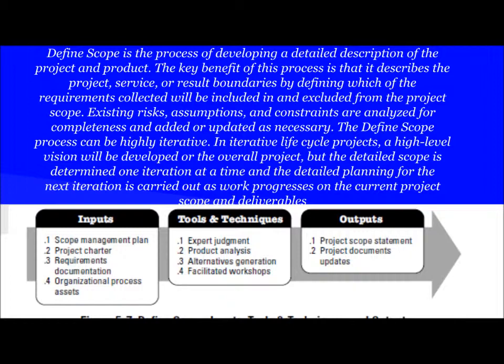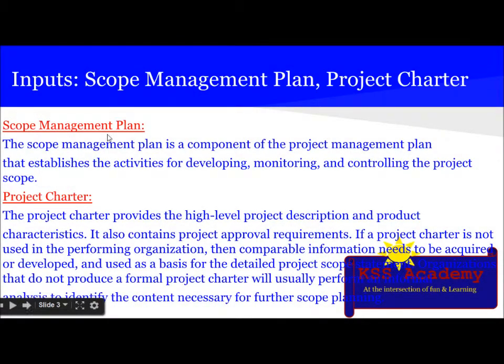So the Define Scope process has these inputs: scope management plan, project charter, requirements documentation, and organizational process assets. The tools and techniques used are expert judgment, product analysis, alternative generation, and facilitated workshops. And the output is, obviously, the project scope statement and project document updates. So let's see the inputs one by one.